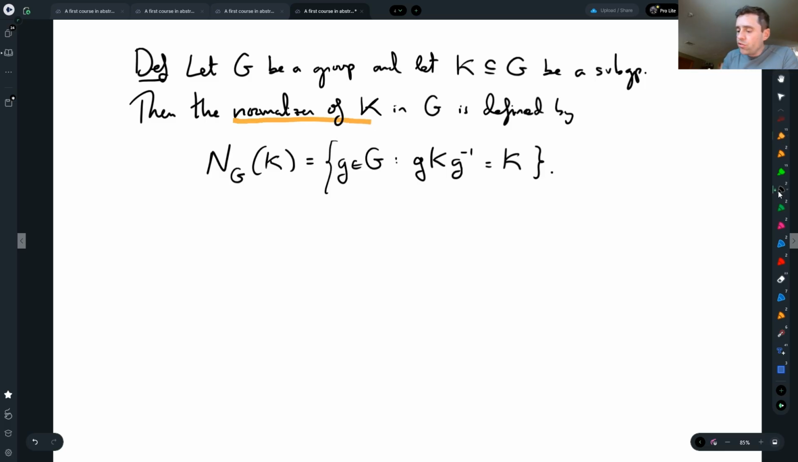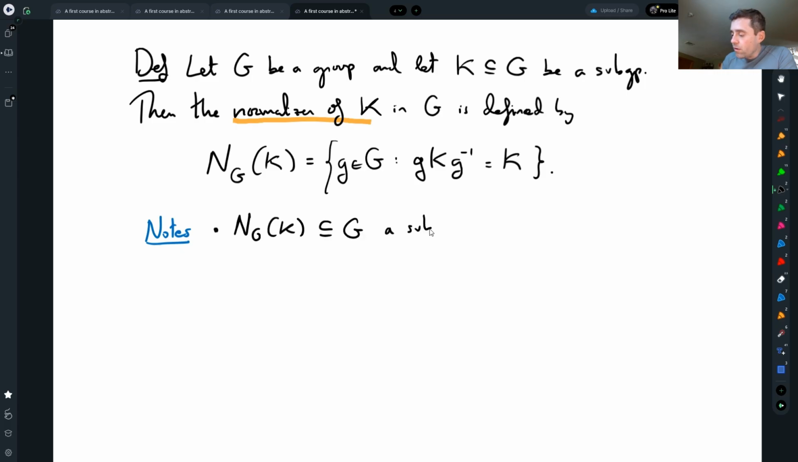And some notes. Let me just say, first of all, that the normalizer is a subgroup of G. First of all, you can see that if g is in the normalizer, then the conjugate of K by g is K. So the conjugate by g inverse, if you just multiply by g inverse on the left and by g on the right, then you see that the conjugate of K by g inverse is again K. So if g is in the normalizer, g inverse is also in the normalizer.